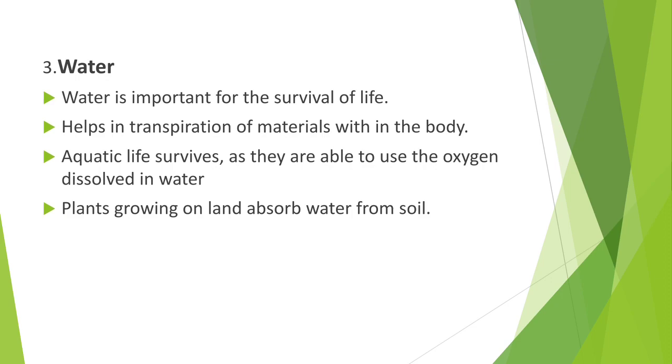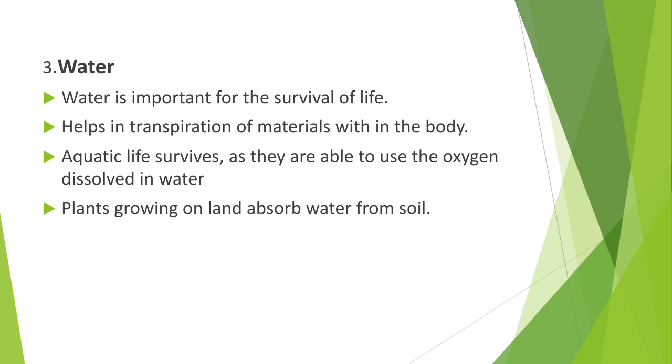Especially in the case of animals present in the water, they are called aquatic animals. They use oxygen dissolved in water for breathing. Aquatic plants use carbon dioxide dissolved in water for photosynthesis. Some plants are also present in the water, and they use carbon dioxide dissolved in water for the photosynthesis process. For photosynthesis, they need carbon dioxide, so they use it in a dissolved form.